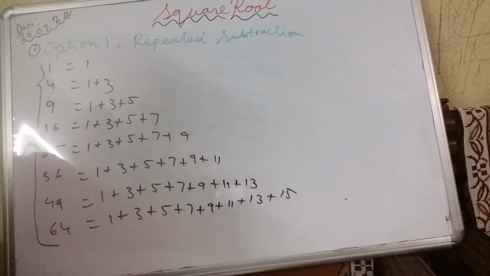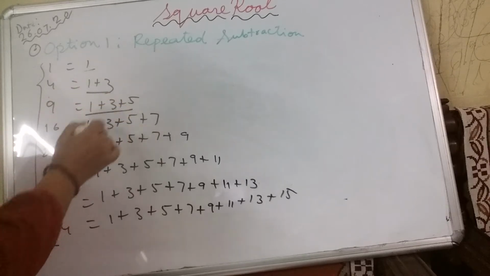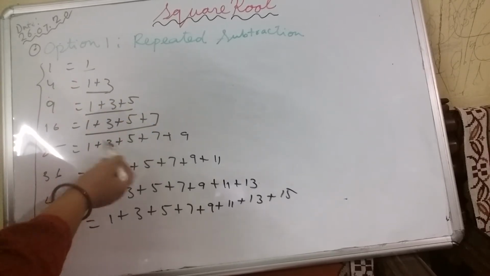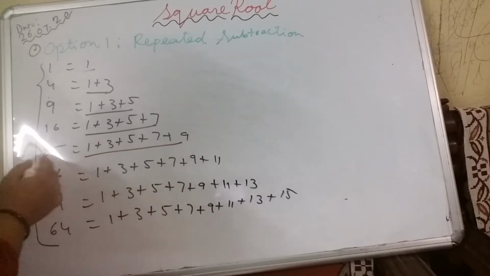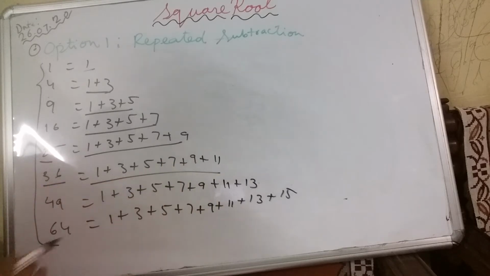And we know that addition and subtraction, they are inverse functions. So if I add consecutive odd numbers, we will get a perfect square number. So this way, if I subtract these consecutive odd numbers starting from 1 from a perfect square number, we will get the square root of that number.